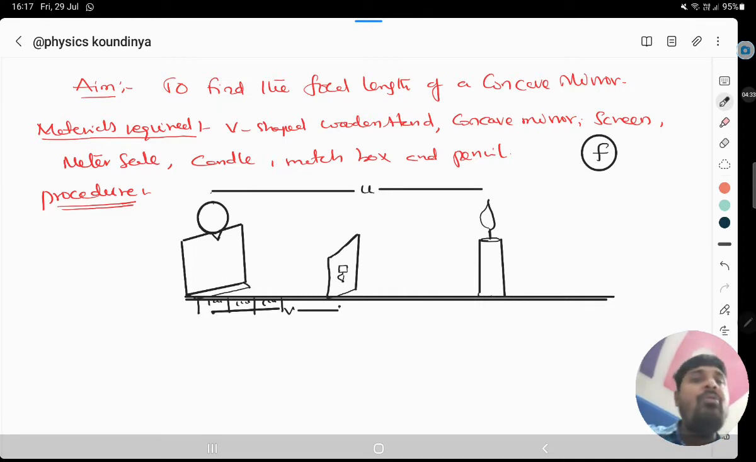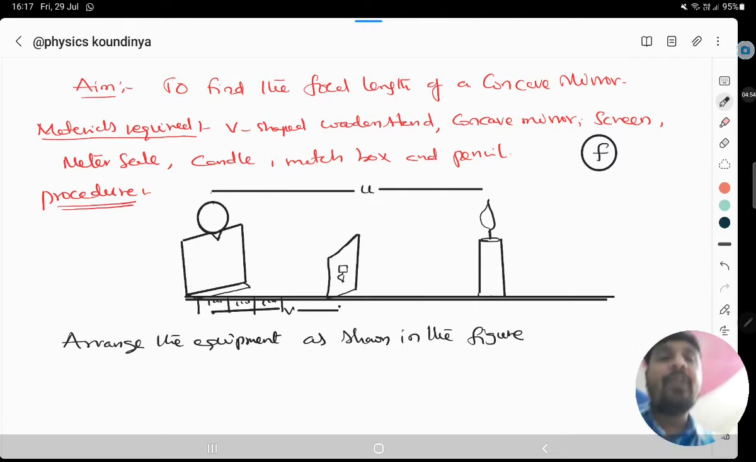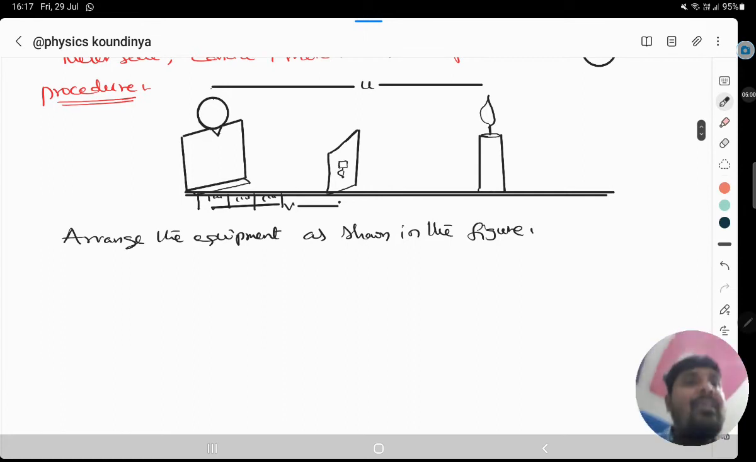Now, in the procedure, we are going to draw the diagram. After drawing the diagram, we are going to write: arrange the equipment as shown in the figure. Then we are going to adjust the position of the candle. We are going to move the position of the candle here and there, such that we can have a sharp image on the screen. That is what we are going to write here.